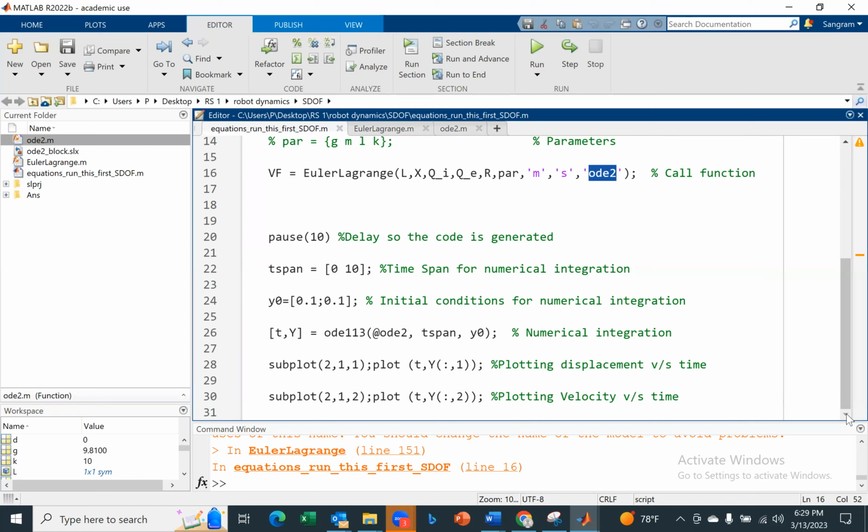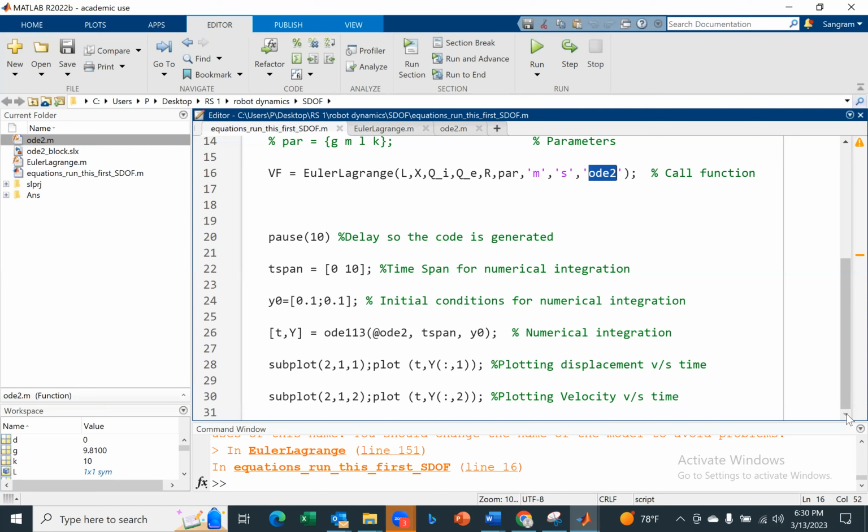Then for numerical integration, you have to specify the time span, from which time to which time you need to perform integration. I would like to perform the integration from time t equal to 0 all the way to 10 seconds. Everyone understood this? Then the initial conditions are 0.1, which is the displacement, and 0.1 is the velocity. So initial displacement is 0.1, initial velocity is 0.1. Do you agree with me?